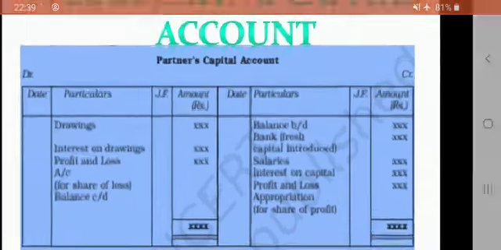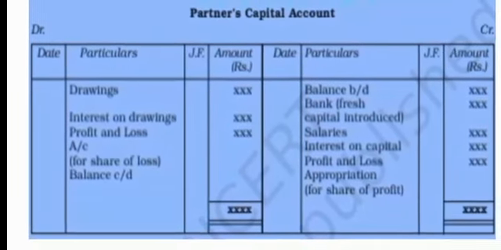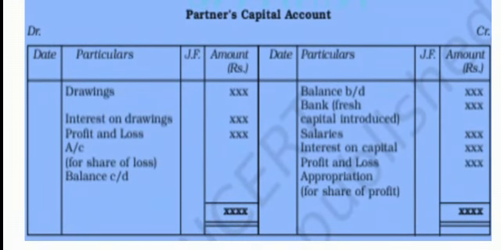It is like a regular capital account which we use to prepare, right? And just see how it is being prepared. On the credit side, we put balance brought down, that is opening balance. Bank account. If any fresh capital is introduced by the partner, then that will be written. Then salaries, interest on capital, and profit and loss appropriation account. This will be only the share of divisible profit. All plus items are coming on the credit side.